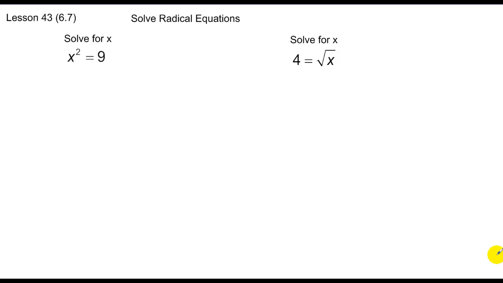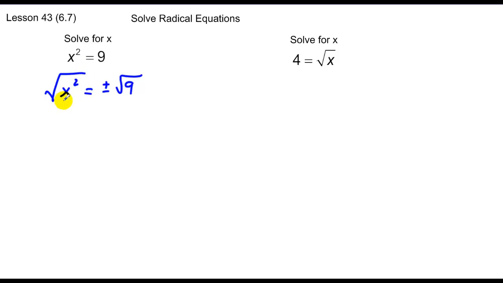So today we're going to solve radical equations. In our first example, you'll notice we have x squared equaling 9. The only way to undo a squared term is to square root it. And if you remember, when we square root both sides of an equation, we have to take a plus or minus value of the square root of the other side.